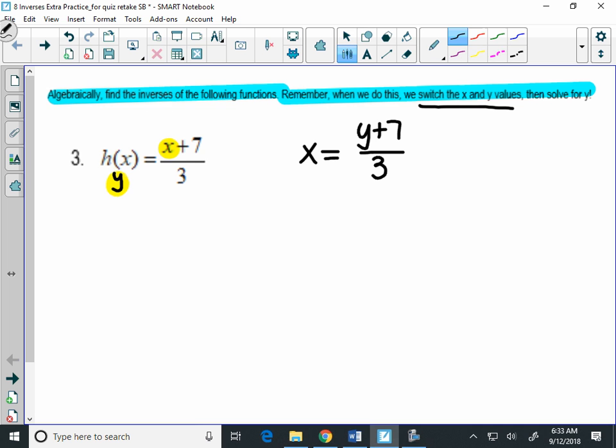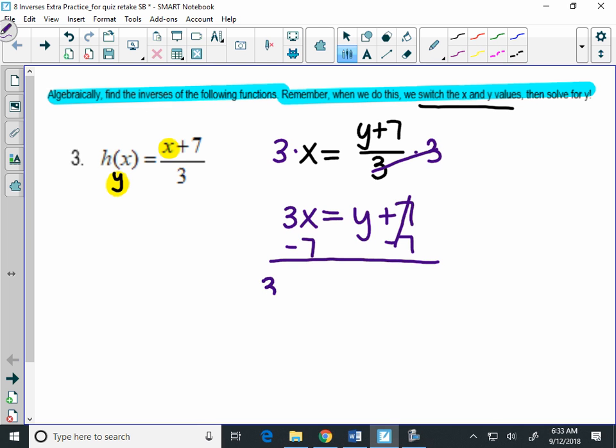Now, our goal here is to get another function h of x, which means we have to get y equals again. So to start, you need to move the 3 out of the denominator. You cannot touch the numerator until that denominator is gone. To move that denominator, you're going to multiply both sides by 3 and get 3x equals y plus 7. And there's only one more step to get y by itself. You need to subtract 7 from both sides, and you'll get 3x minus 7 equals y.